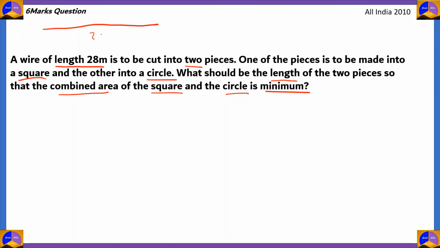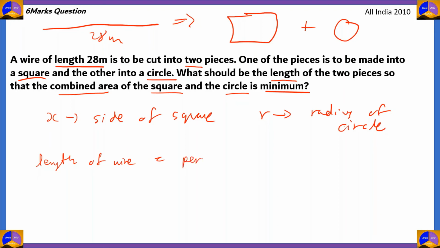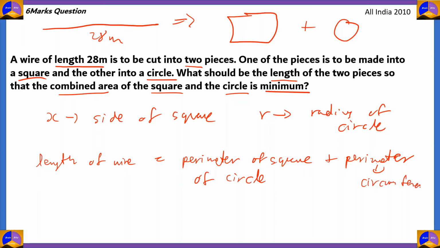So we have a wire of 28 meters that is converted into a square and a circle. So let x be the side of the square and r be the radius of the circle. Now, according to our question, the length of the wire is equal to perimeter of square plus perimeter of the circle. Now, the perimeter can also be known as circumference for a circle, and that is equal to 28 meters.